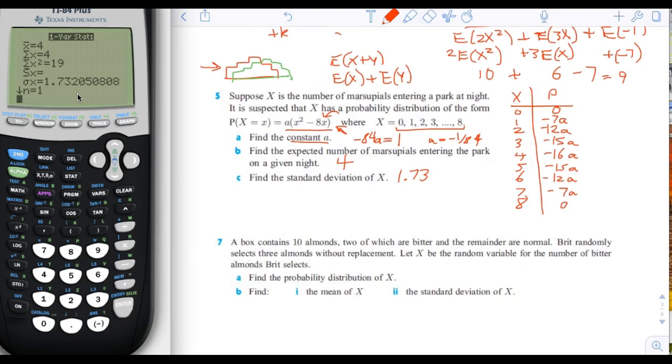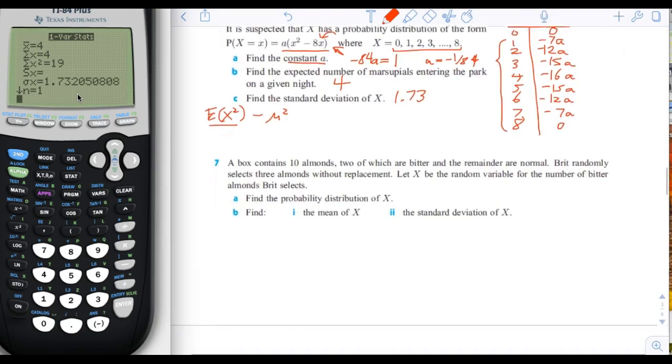Now, could you have found the standard deviation manually? Yes. The way you do that, of course, is you use the formula expected value of x squared minus mu squared. So mu is 4, so that would be 4 squared. You would just take this table, and instead of multiplying together 0 and 0, 1 times 7 divided by 84, etc., you would just square every single one of these numbers before you multiply it times the probability, before you add them together. Okay?